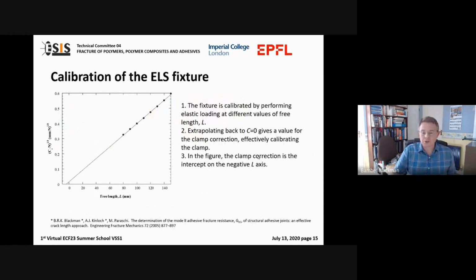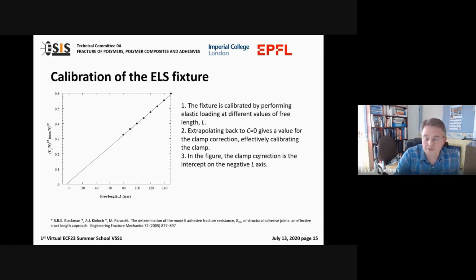So again, this was described in an earlier presentation by Neil, but we can effectively calibrate the fixture by determining the clamp calibration. This removes much of the problem that we had previously with the particular version of the experiment. This N-loaded split tended to give results which were highly clamp dependent.